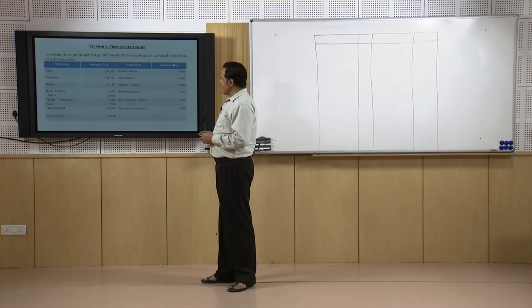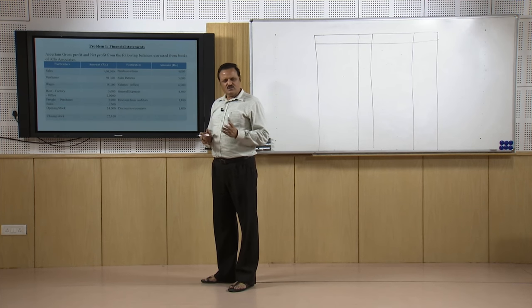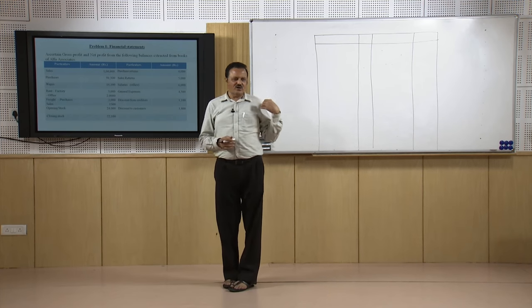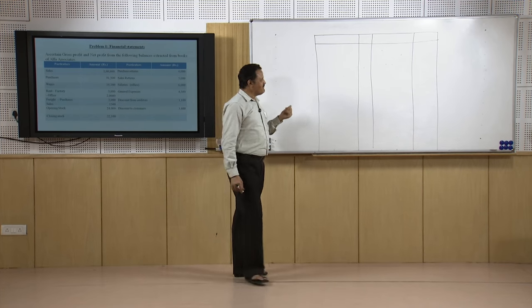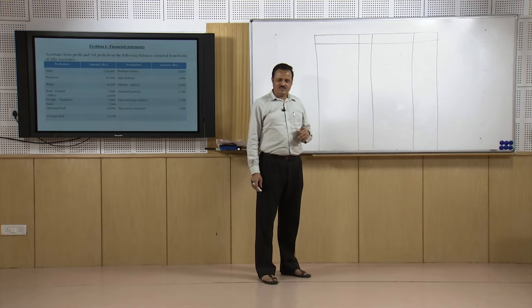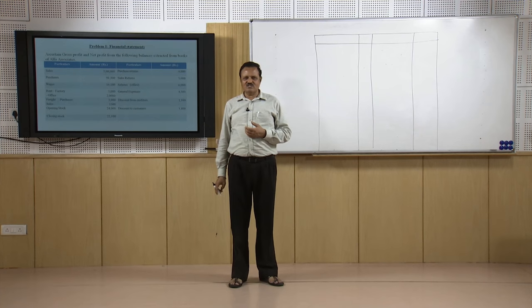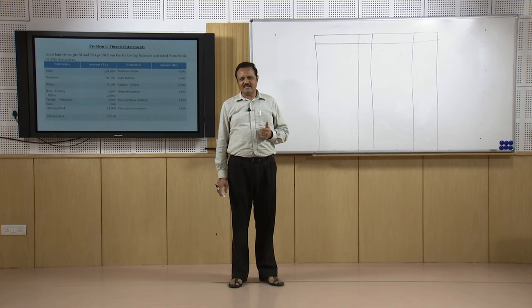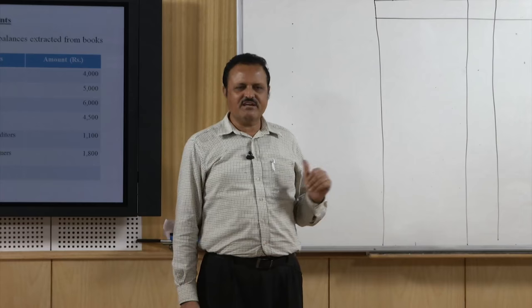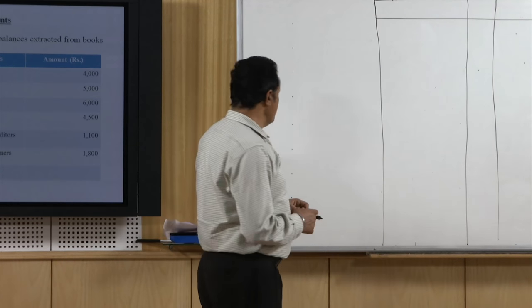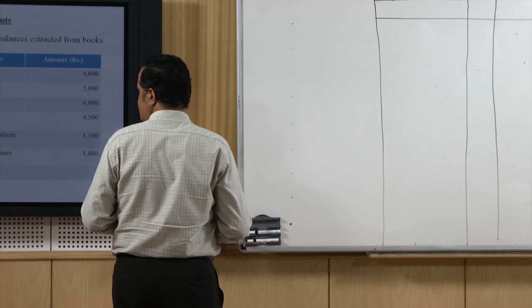Now this is the sole proprietorship, and for this sole proprietor we will have to calculate the gross profit and the net profit. This is the job of this statement: by preparing the trading and profit and loss account, we can get to know the gross profit of this organization and the net profit of this organization. The trading and profit and loss account statement helps us to know the status of gross profit and net profit.